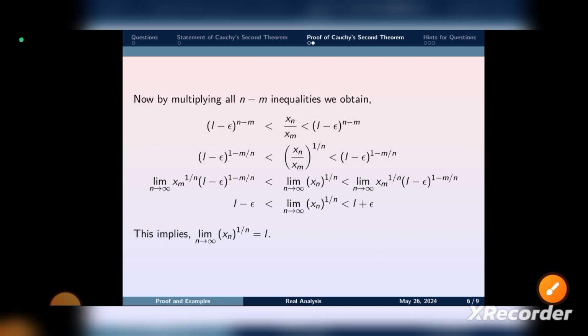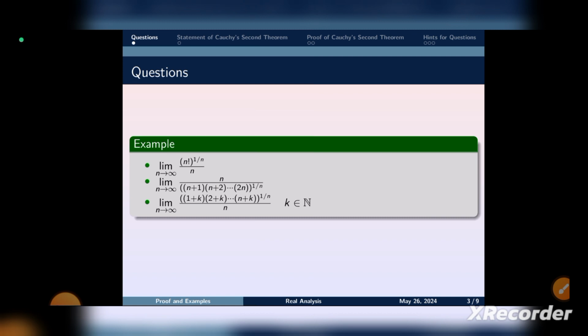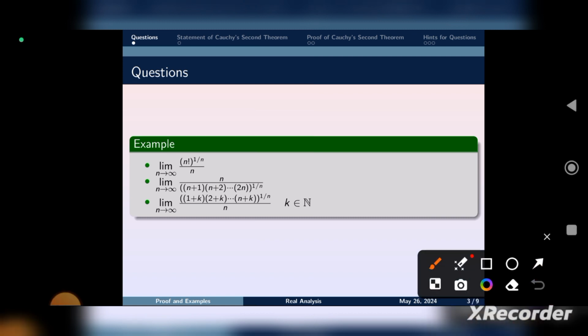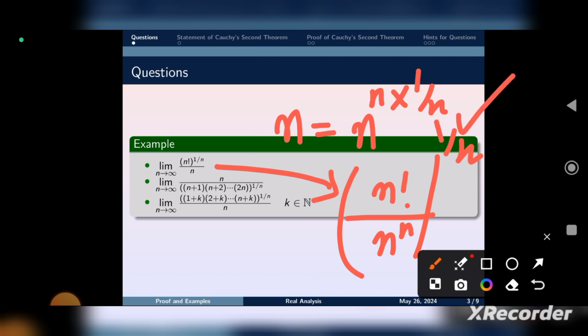Now with the help of this Cauchy second theorem, we will discuss some questions. The first question is n factorial raised to power 1 by n over n. So how will we utilize this theorem? Basically we will use a trick. We can write n as n raised to power n into 1 by n. So what would it be? N factorial by n raised to power n, and the whole raised to power 1 by n. Now we know that if the limit of xn plus 1 by xn is L, then the limit of this is also L. So instead of this, we will calculate the limit of an plus 1 by an.